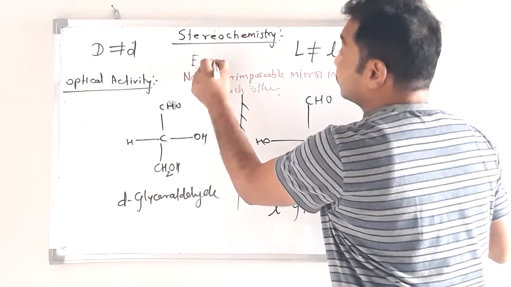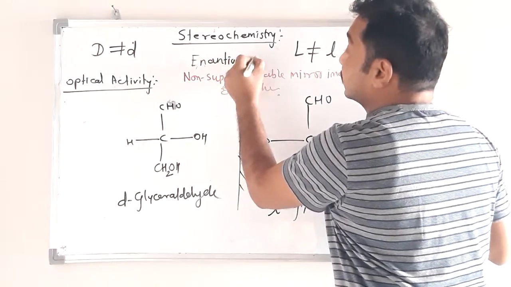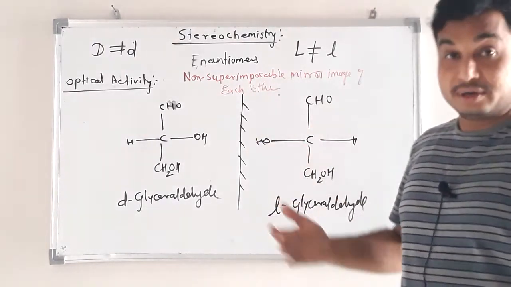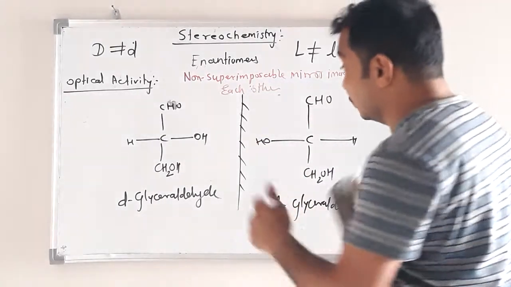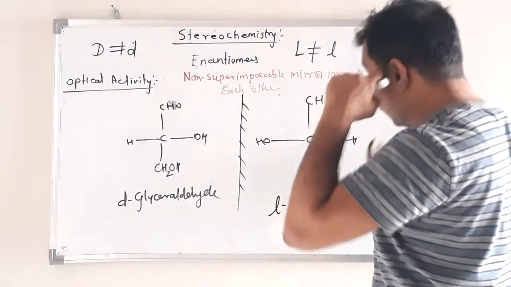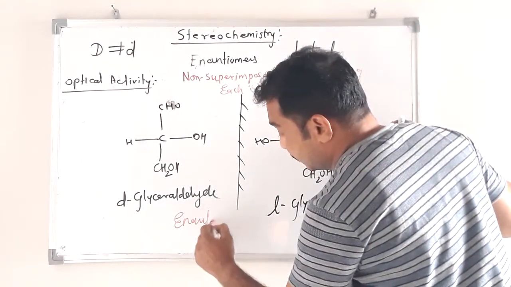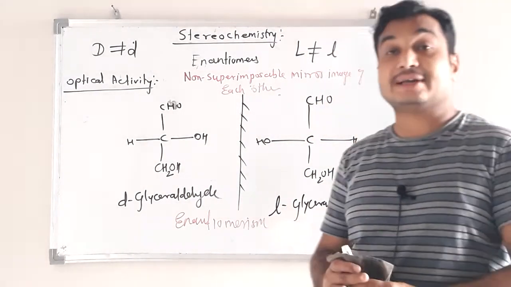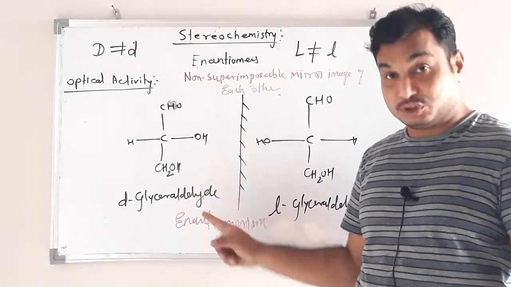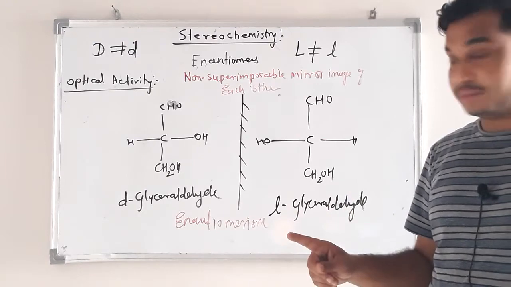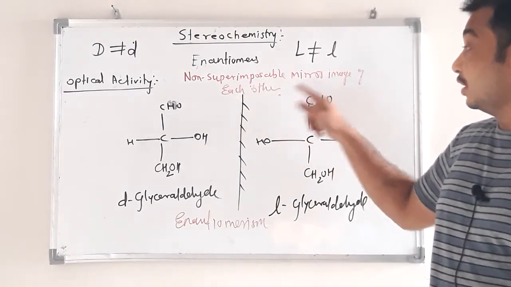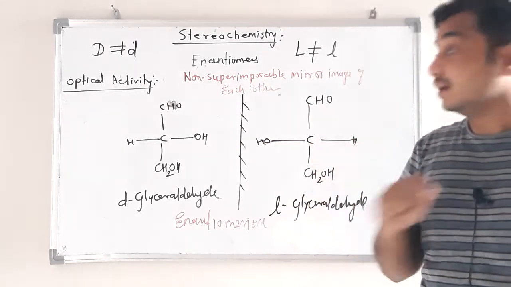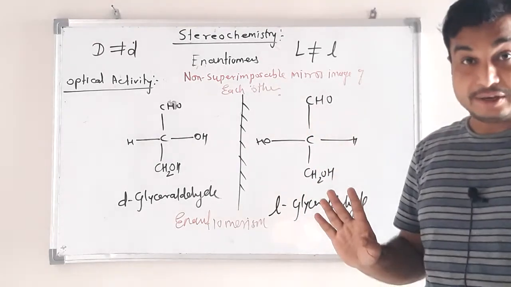They are enantiomers of each other, and this phenomenon is known as enantiomerism. So what are enantiomers? Enantiomers are optical isomers or stereoisomers which have non-superimposable mirror images of each other, then that is called enantiomers. Okay, clear?